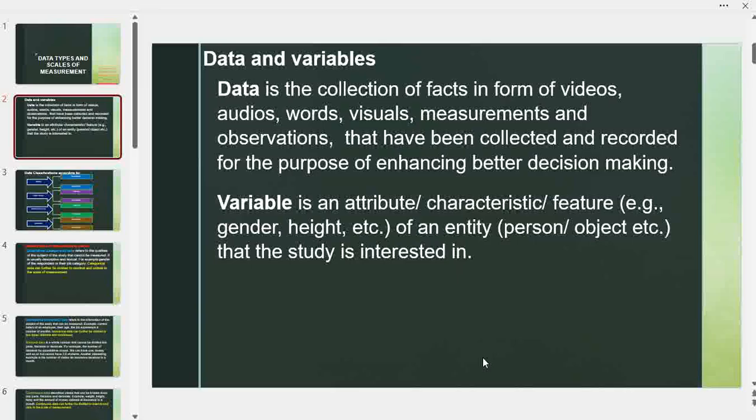If the entity you are studying is a book, the characteristics, the attributes, the features of a book can be the year of publication, the publisher, the author of the book, and so on. So a variable is an attribute, characteristic, or feature, like gender, height, date of publication, and so on, of an entity. An entity can be a person, a book, or any other object that the study is interested in. So by now you should be understanding variable.